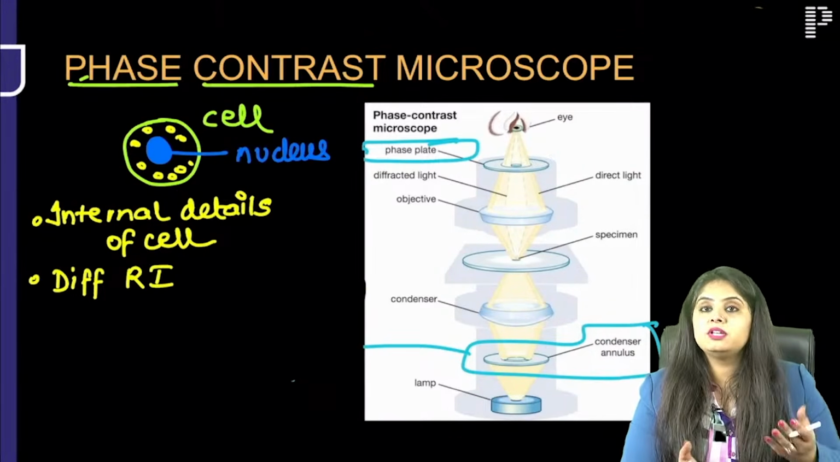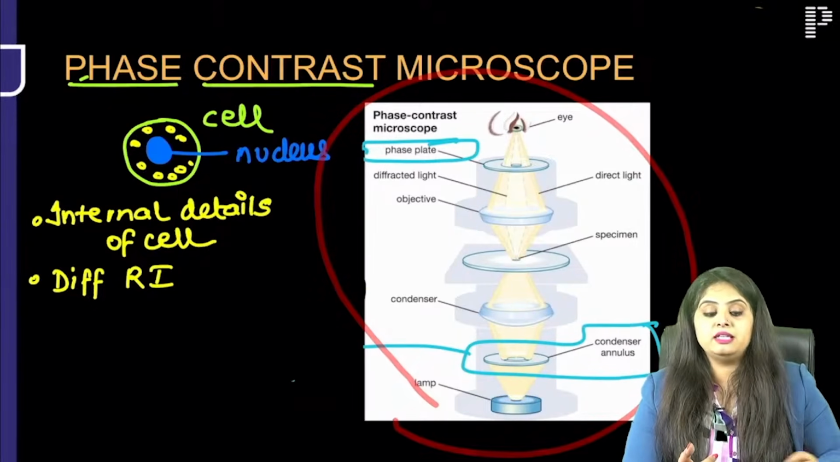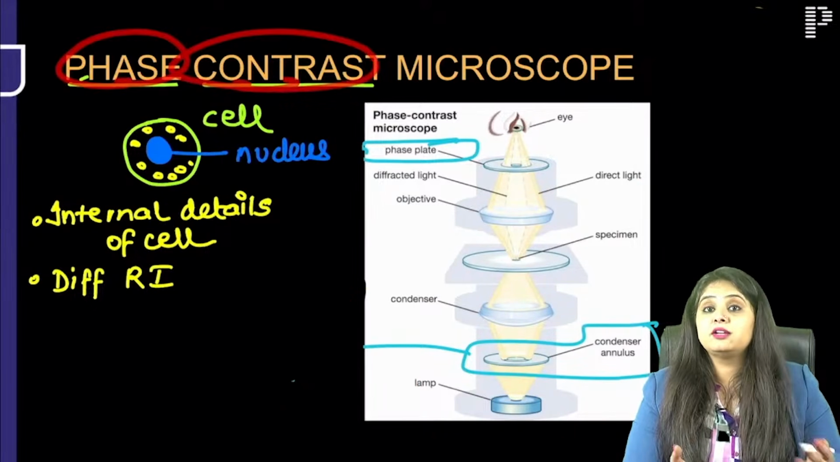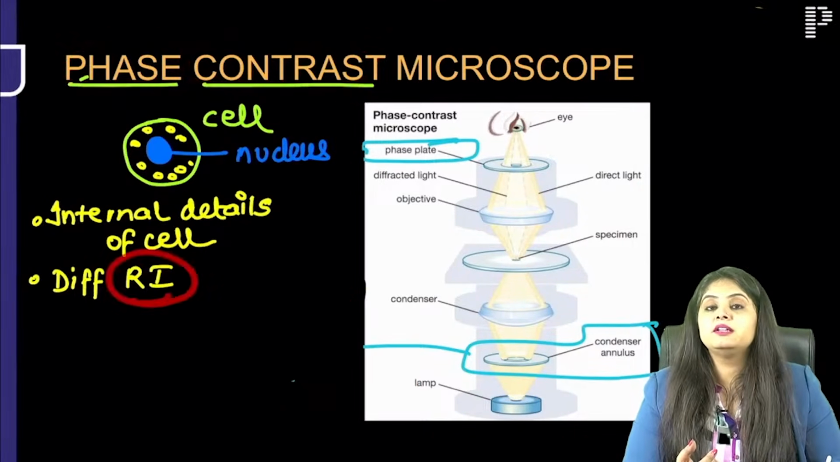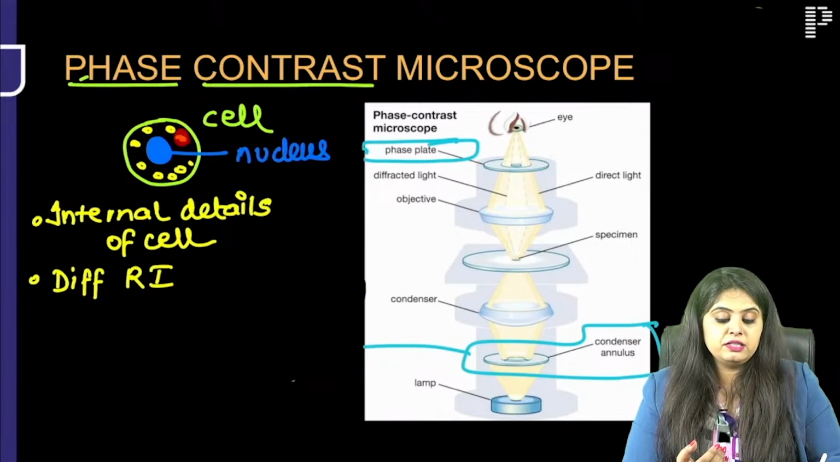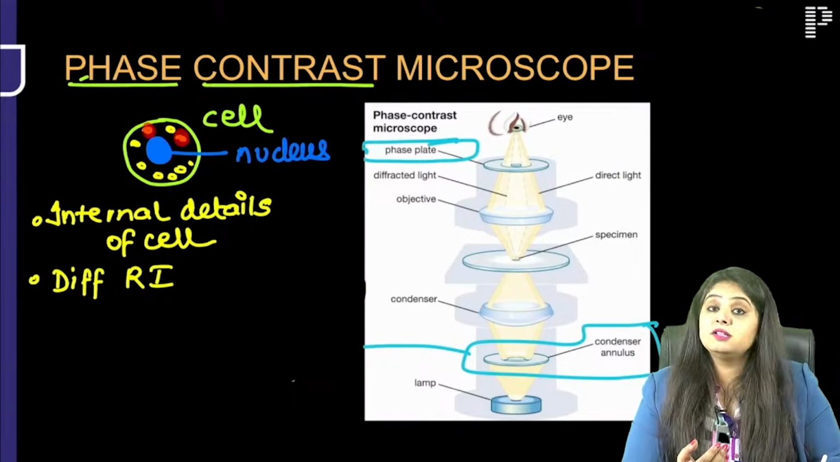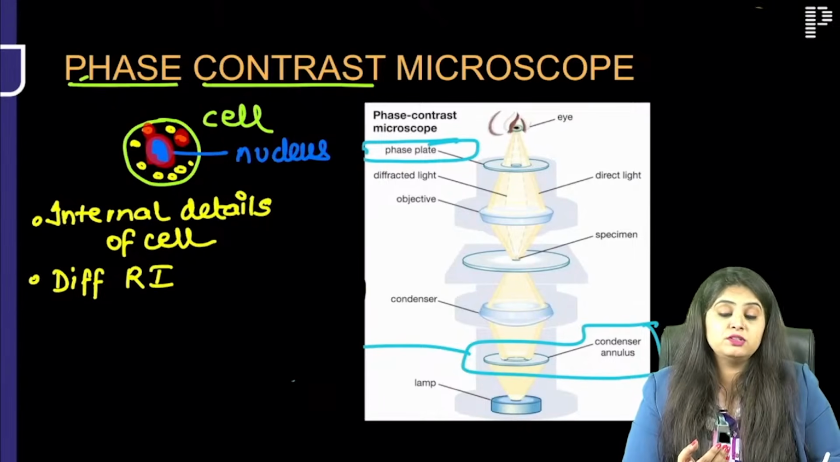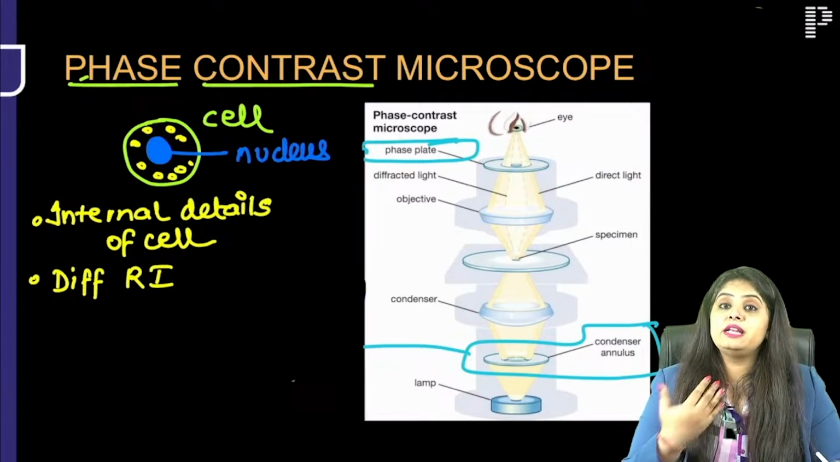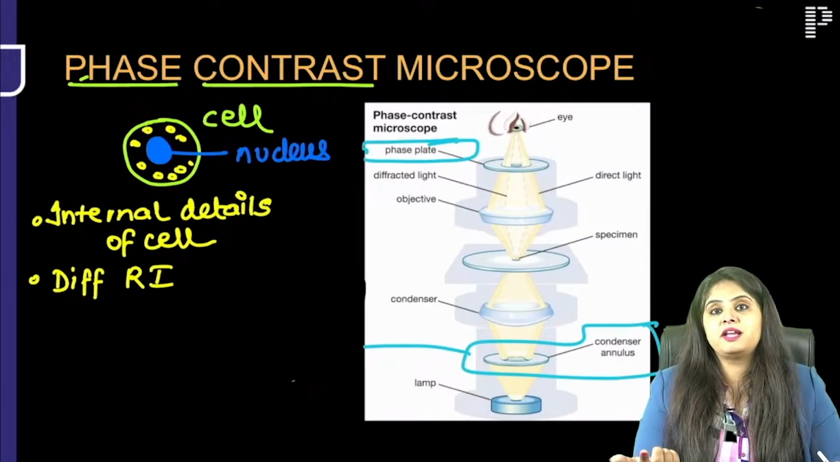So I will have to create that difference in my microscope itself. Phase contrast: the contrast that you are creating is between the different refractive indices. How do I create that? I will be able to see the ribosome, the mitochondria, and the nucleus also. I'm trying to create that difference so that I can see the different refractive index.